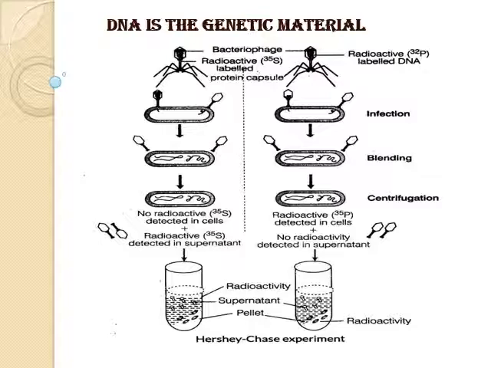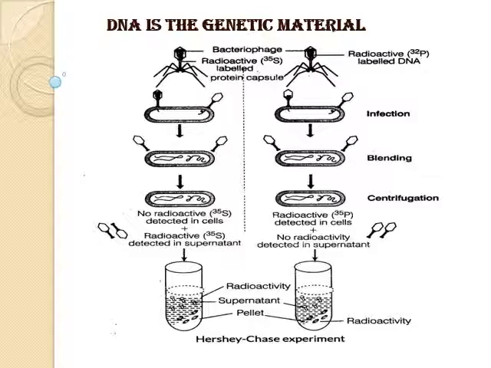Viruses grown in the presence of radioactive phosphorus contained radioactive DNA but not radioactive protein, because DNA contains phosphorus but protein does not have phosphorus. They observed that viruses grown on radioactive sulfur contained radioactive protein but not radioactive DNA, because DNA does not contain sulfur.